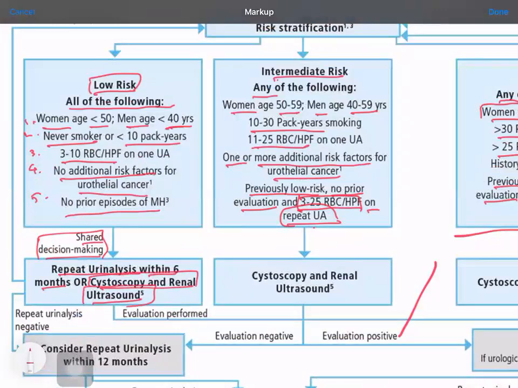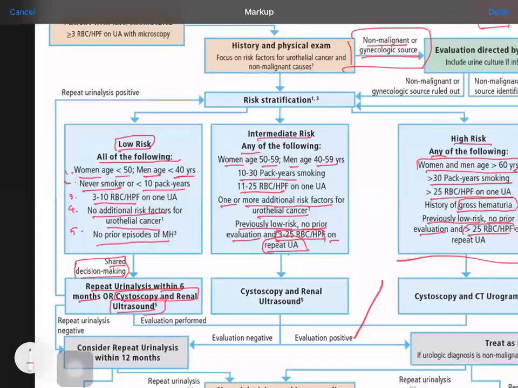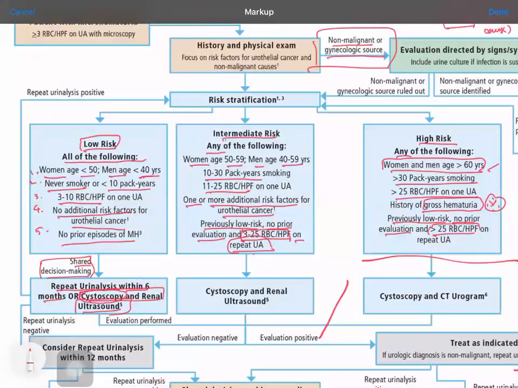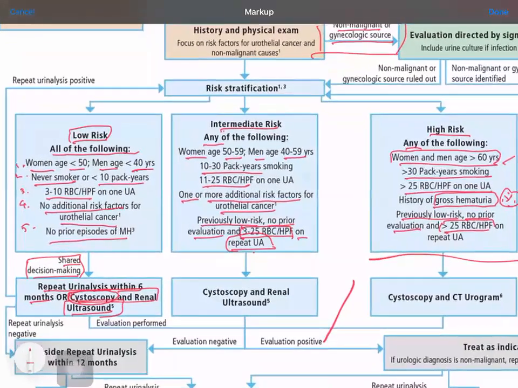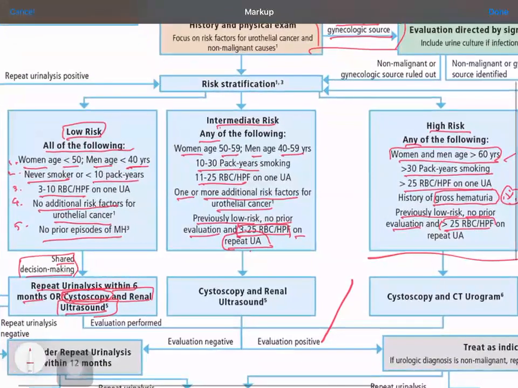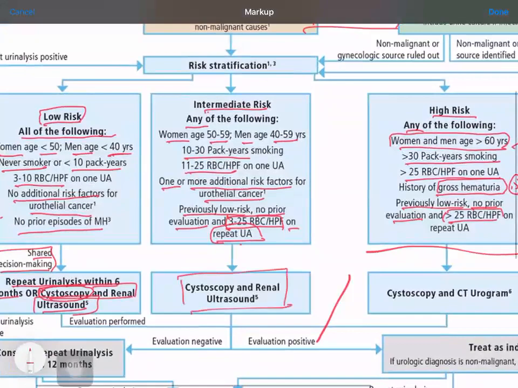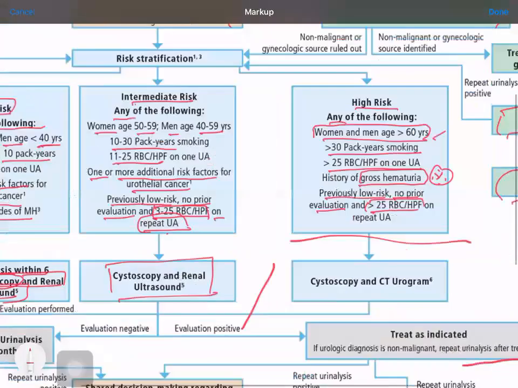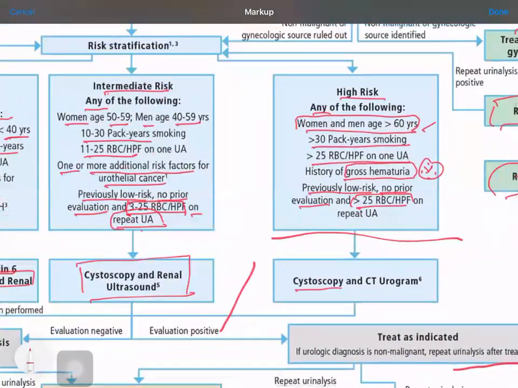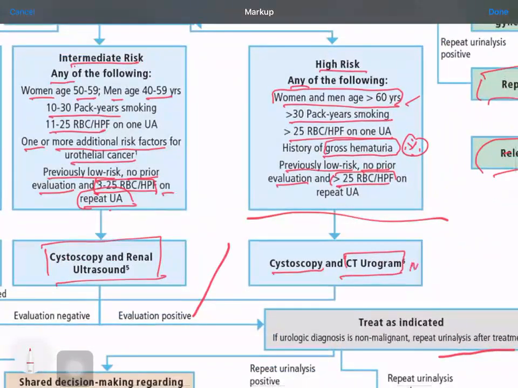For all category patients, cystoscopy is a must. Along with that, for a low risk patient, you have to make a decision. If you are deciding to go for imaging, cystoscopy is a must. For an intermediate risk patient, we can directly go for cystoscopy and renal ultrasound. For a high risk patient, we have to go for cystoscopy with CT urogram, that is multiphasic CT urogram.